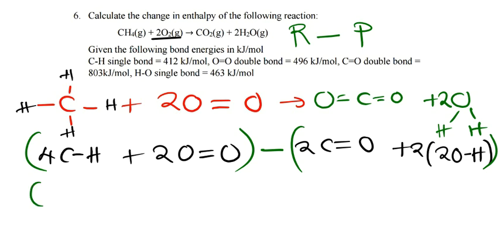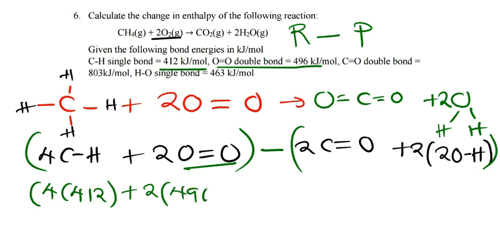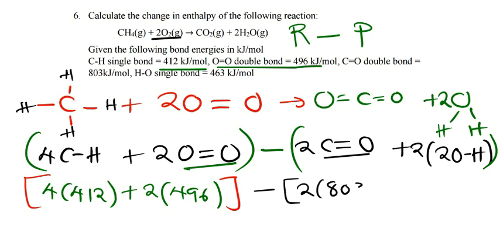Now we substitute. We have been told carbon to hydrogen is 412. So 4 times 412 plus 2 times the oxygen double bond, which is 496. All these are kilojoules per mole, right? So let's use different kinds of brackets there. And then minus, so we've got 2 carbon double bonded to oxygen, that's 803 of energy, plus 2 times 2 will give us a 4 for oxygen to hydrogen, which is 463.